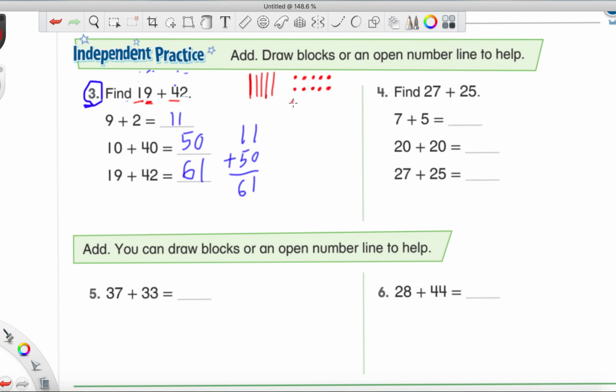1, 2. Now let's see if there are enough ones that we can make a 10. 1, 2, 3, 4, 5, 6, 7, 8, 9, 10. So we circle everything we counted, and this is a new 10 that we just made. And then we just count them up. 10, 20, 30, 40, 50, 60, 61. So we got 61 again over here with our drawing. We got 61 down here with doing these different steps. Either way will work just fine.